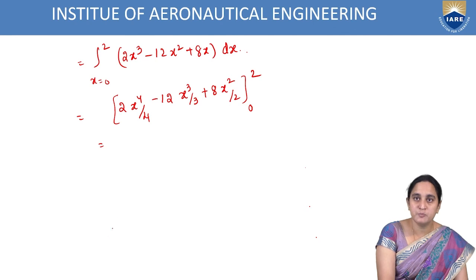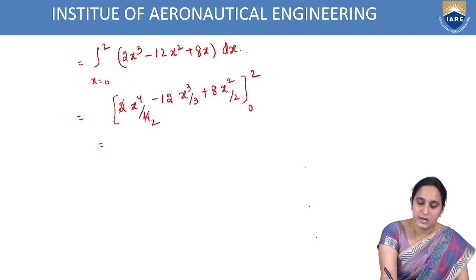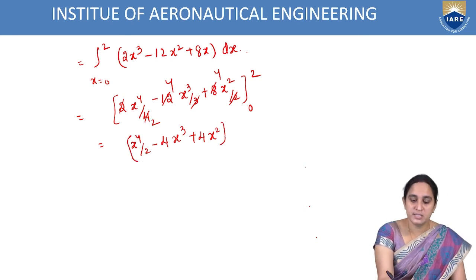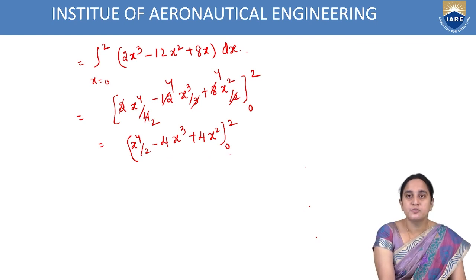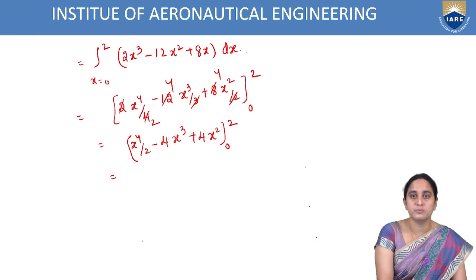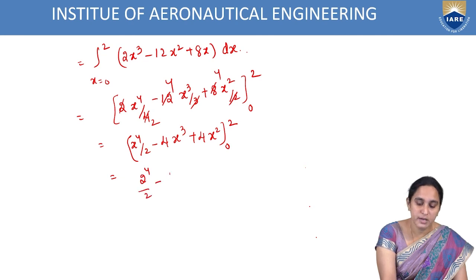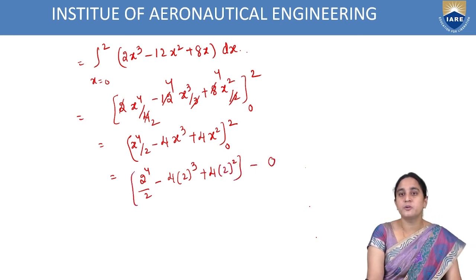Now substitute the limit points here. 2 twos are 4, and 4 threes are 12. Then x power 4 by 2 minus 4x cube plus 4x square, with limit points 0 to 2. Now substitute the limit points. Upper limit for x: 2 power 4 by 2 minus 4 into 2 cube plus 4 into 2 square, minus the value after substituting the lower point, that is 0.